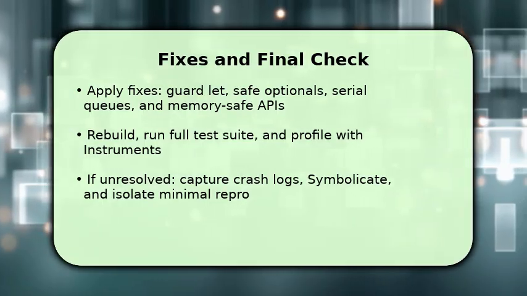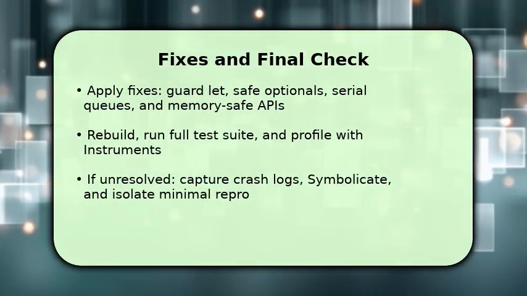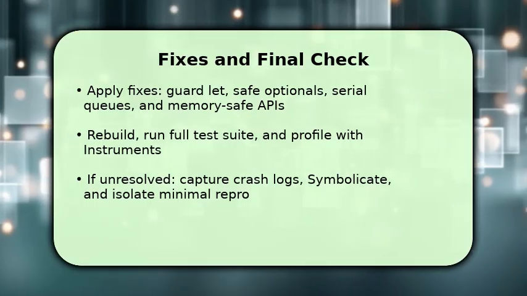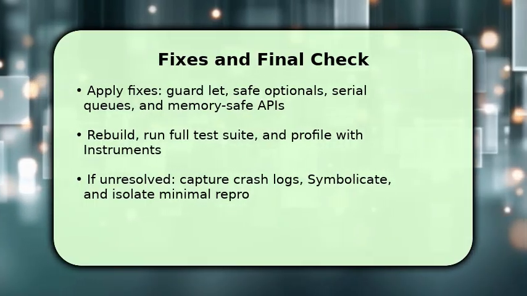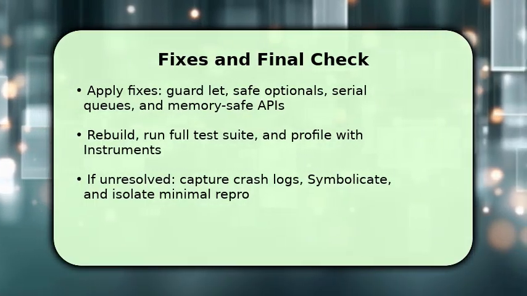Replace force unwraps with guard let or optional binding, switch to serial queues or locks for shared state, and prefer safe memory APIs over unsafe pointers. Then rebuild, run the full test suite, and profile with instruments to confirm the crash is gone and there are no regressions.